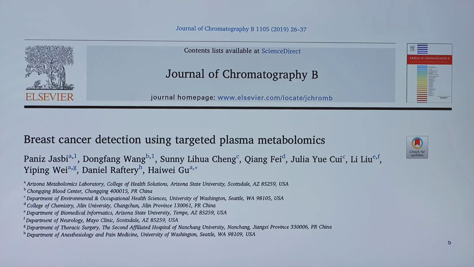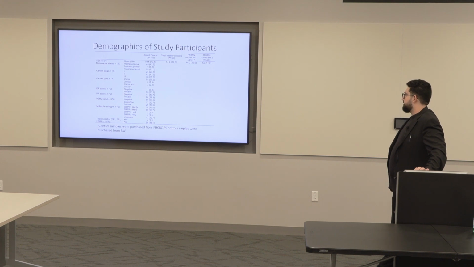So the first thing we're going to talk about is my first ever publications. We're going back to 2019, which is the year I feel comfortable. I don't really report on any studies prior to 2019. I don't include them in my research because it's outdated. But here we have a good example of a paper that we published in the JCB, and we're looking at breast cancer detection through these metabolomics.